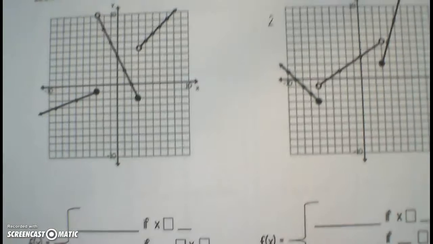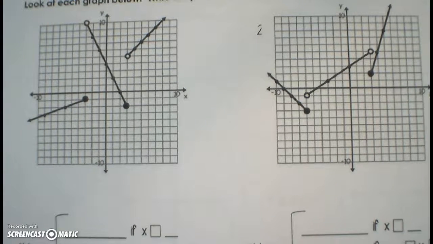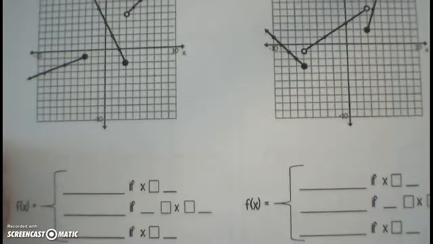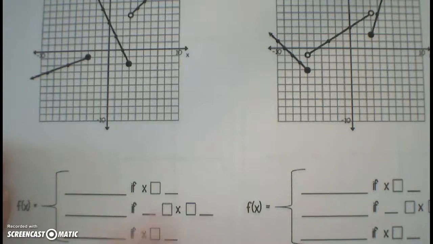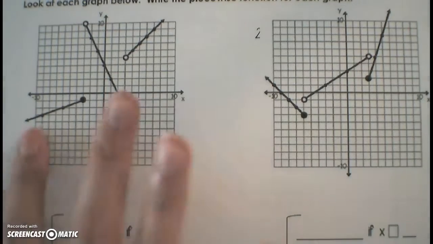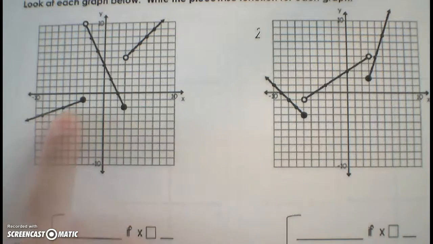So let's take a look at this first one. So how many pieces do we have? 3. So we should have 3 pieces here. 1, 2, 3. And then we're going to have 3 of our interval kind of parts. All right, so let's go ahead and get started. I like to go from left to right. So let's start with this line here.